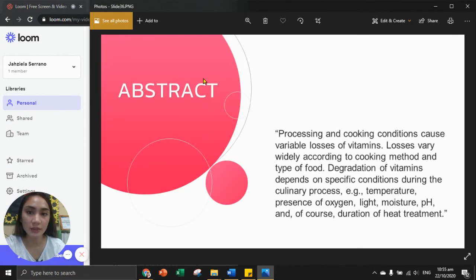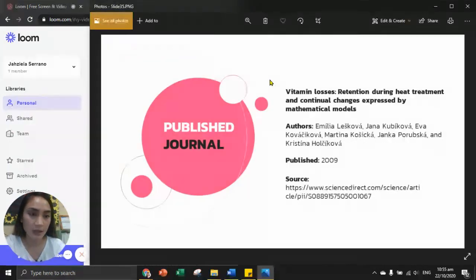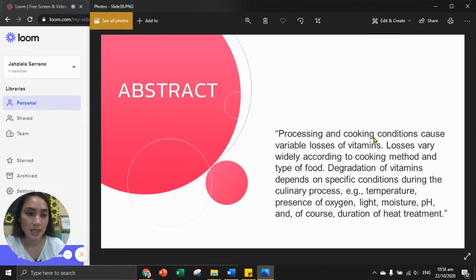Okay, so ito yung just an abstract of the study about vitamin losses. So processing and cooking conditions cause variable losses of vitamins. Losses vary widely according to cooking method. So depende daw sa cooking method and type of food. So again, na-discuss na natin to kanina yung factors, no? Degradation of vitamins depends on specific conditions during culinary process. For example, temperature, presence of oxygen, light, moisture, pH level, and of course, duration of heat treatment. So, duration means kung gaano katagal siya in-expose sa heat.